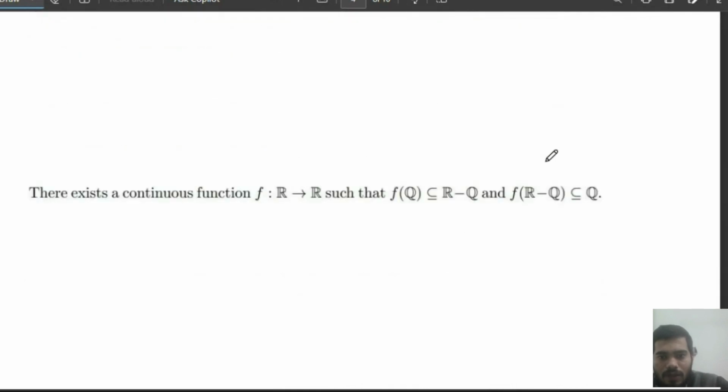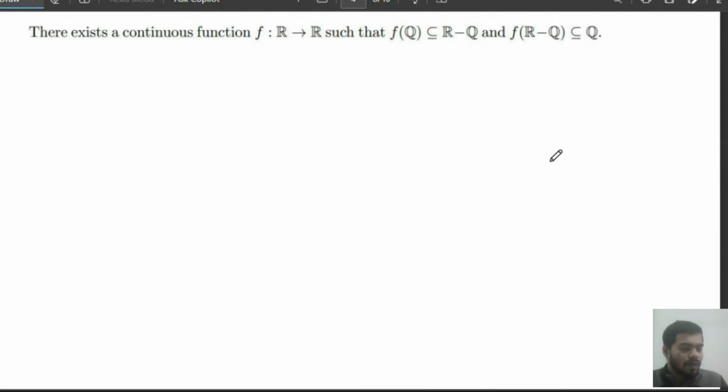Now, this is a nice problem. Does there exist a continuous function which maps rationals to irrationals and irrationals to rationals? It does not. Let me give a proof. So consider a function g(x) equals f(x) minus x.